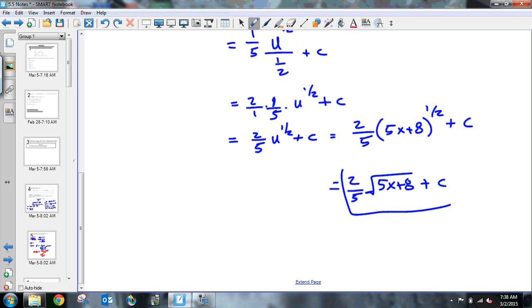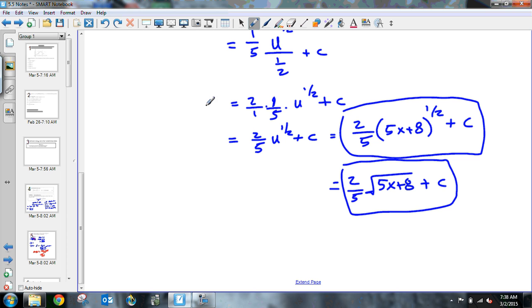Either of these would work. And these are the basics of doing integration by substitution.